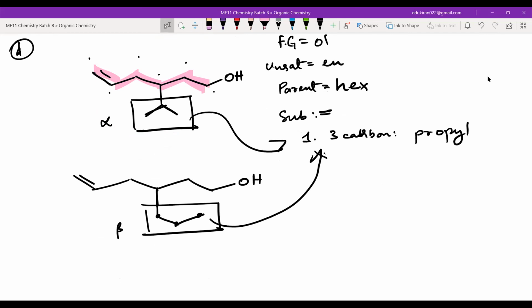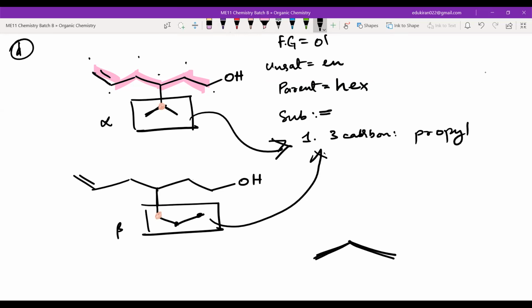Now we have to see how we are going to name these type of differences. How are we going to tackle these type of differences? Okay, so what do you think? What is different here in these two structures, alpha and beta, the substituent? What is different? So if you look at propyl, then there are 3 different carbon atoms, right? This is our propyl group.